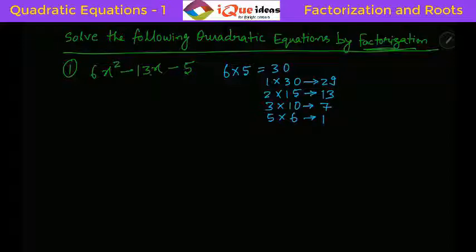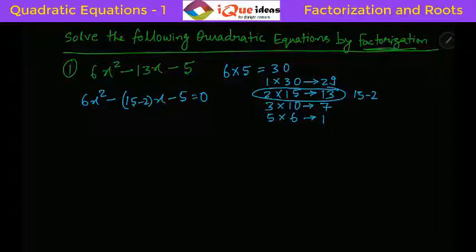Here the coefficient of x is 13. That means this possibility will be utilized. Right? So what we can do is we can write this as 6x squared minus 13. In place of 13 we will write 15 minus 2. So it is 6x squared minus (15 minus 2)x minus 5 equal to 0. Right? Now if you open it, you will get 6x squared minus 15x plus 2x minus 5 equal to 0.